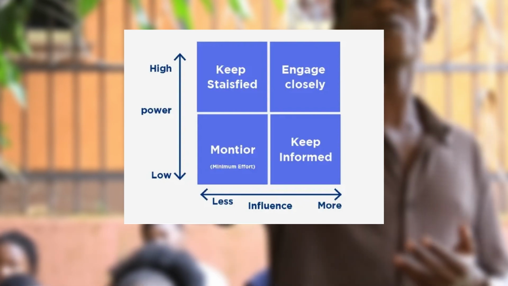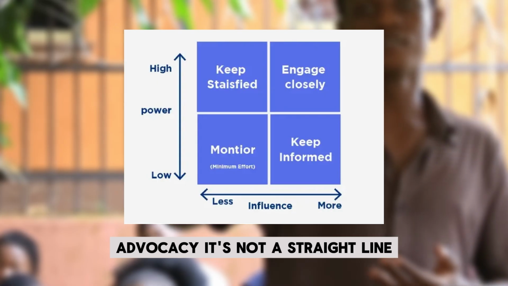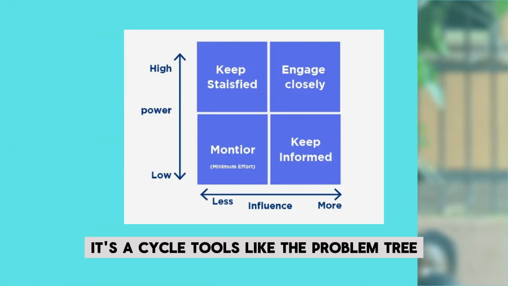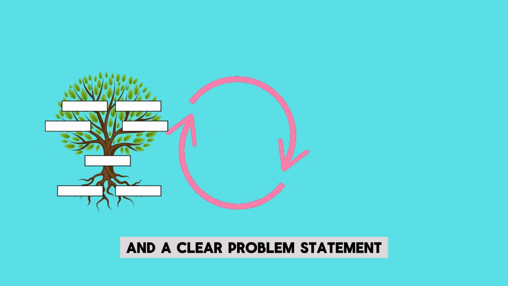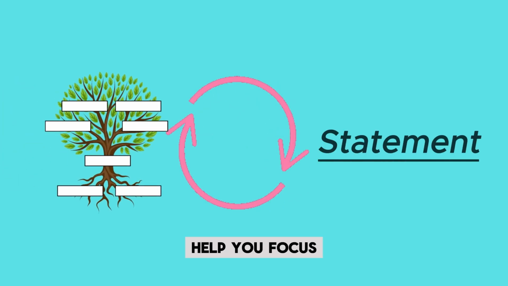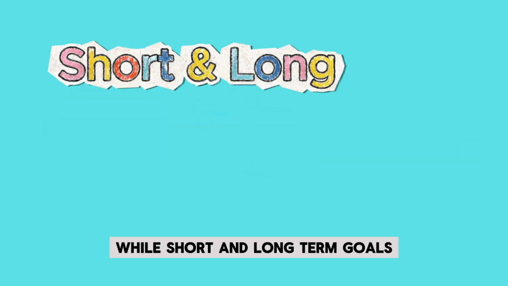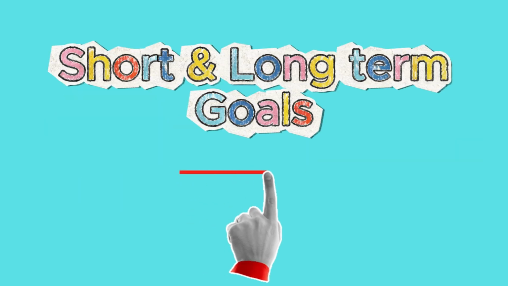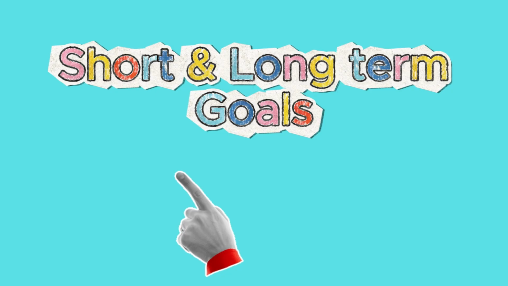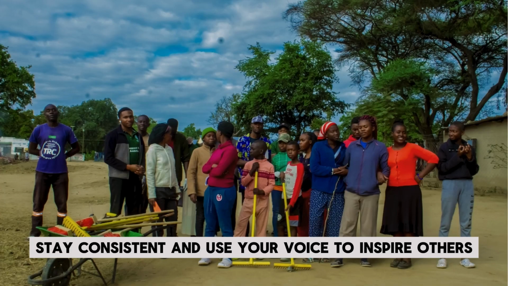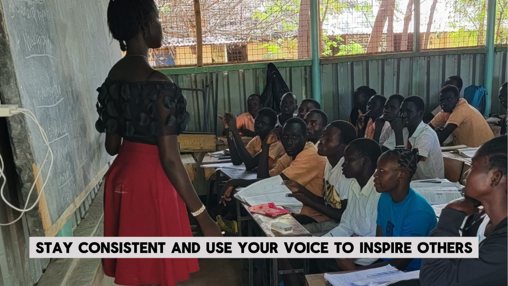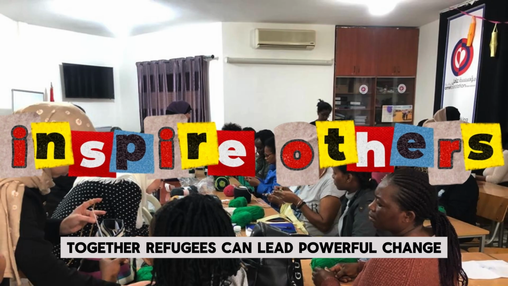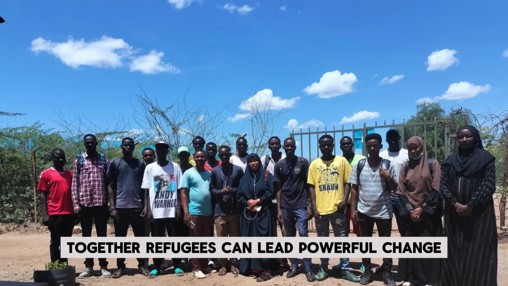Remember, advocacy is not a straight line, it's a cycle. Tools like the problem tree and a clear problem statement help you focus, while short and long-term goals keep you moving forward. Start small, stay consistent, and use your voice to inspire others. Together, refugee youth can lead powerful change.